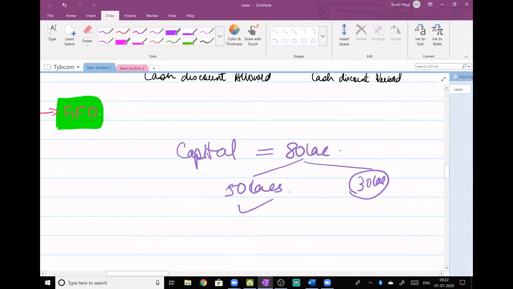Anyone? How will I get this 30 lakhs? Can anyone tell me? Post it in the chat box. Give your answers, whatever is there in your mind. Okay. Sanya says loan. Harikishan says loan. Sanya also says loan. Okay, everybody is of the opinion that I should take a loan.